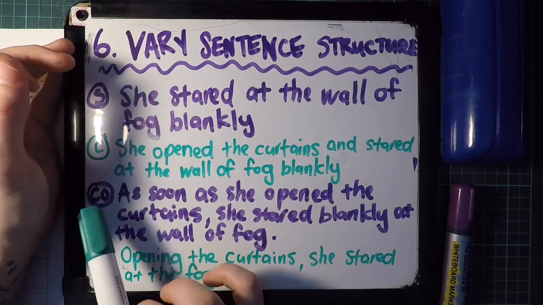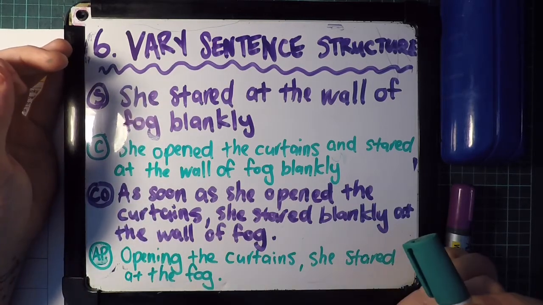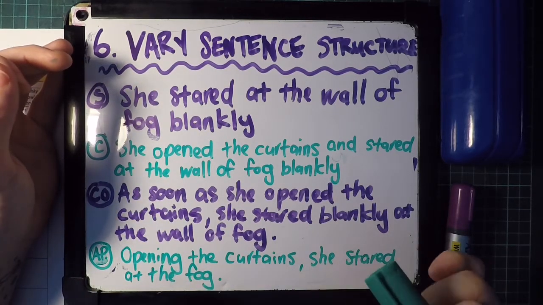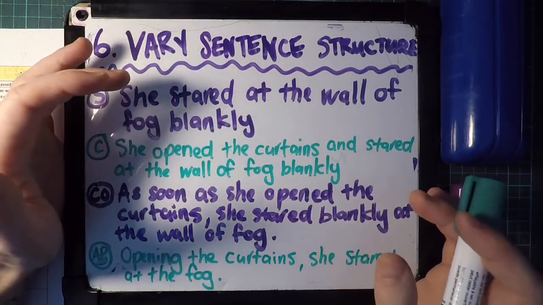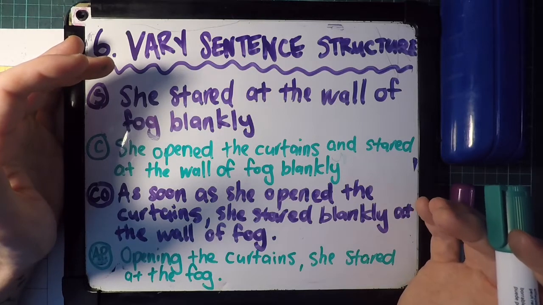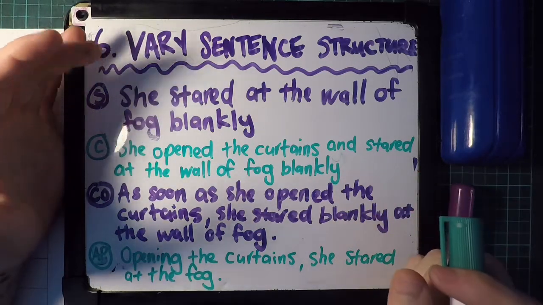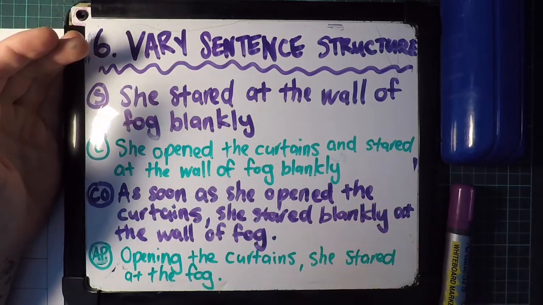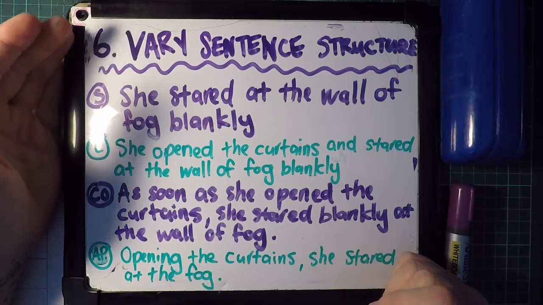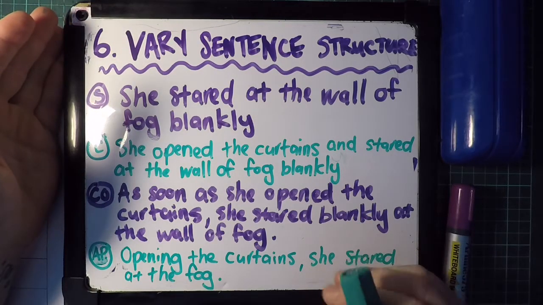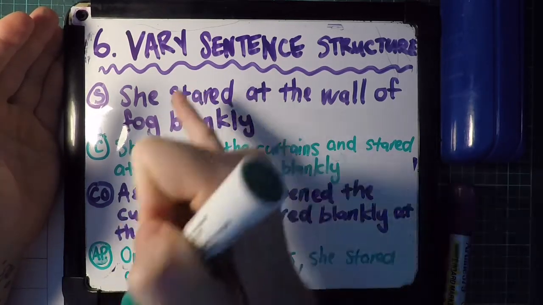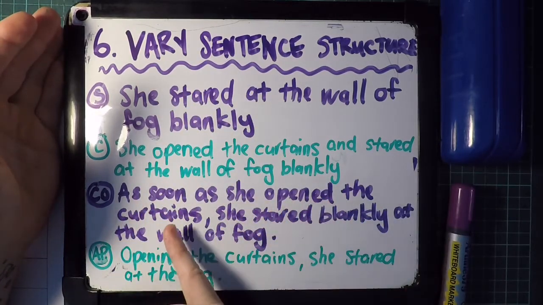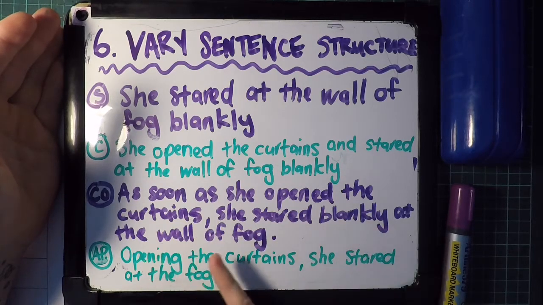The next type of sentence here is a complex sentence. There's a comma in there. It's a little bit trickier. It's longer. It's probably easier to make mistakes in a complex sentence, but if you're a confident writer, go for it. Chuck a few of those in there, because it does give a nice sort of flow to your writing. So the complex version of this sentence: as soon as she opened the curtains, she stared blankly at the wall of fog.